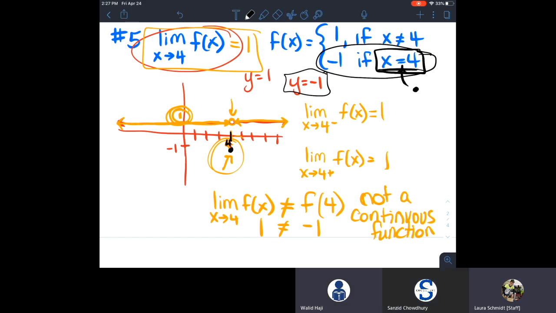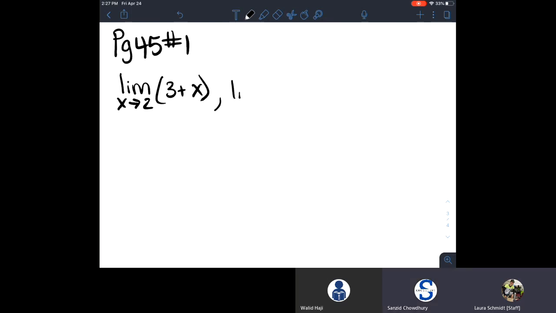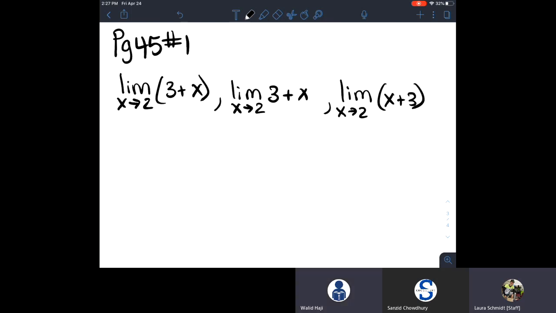I kind of know why, but it doesn't really make sense because it's saying limit and then a parentheses, 3 plus x. Are there different answers for the limit as x approaches 2 of 3 plus x, and x plus 3? So are there different answers?